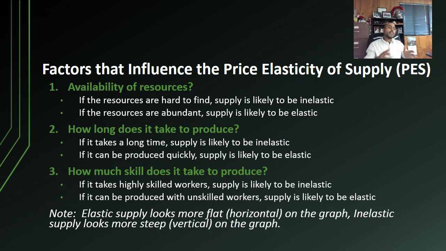So, just like with demand, if we're looking at an elastic supply curve, it's going to be more flat. It's going to look more like a horizontal supply curve. Whereas if we're looking at an inelastic supply curve, it's going to appear to be more vertical, almost straight up and down. So please remember what elastic and inelastic supply curves look like. Once again, that's going to be important for your short answer question.